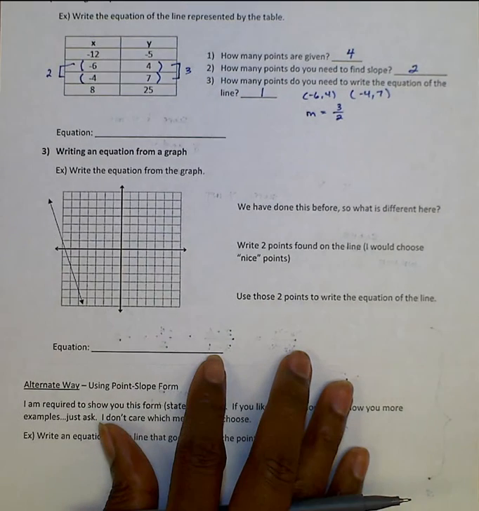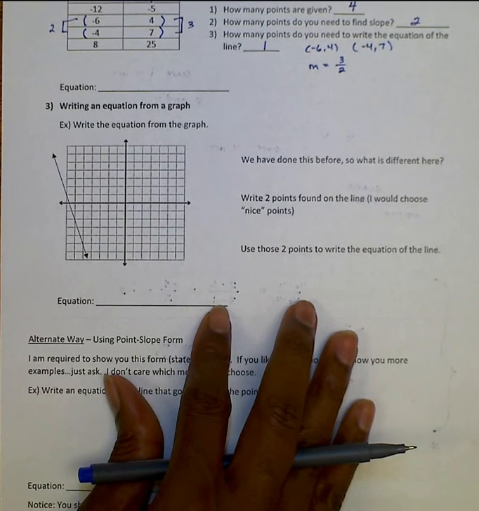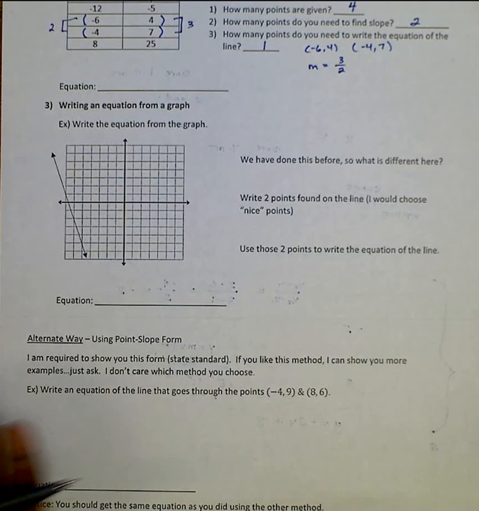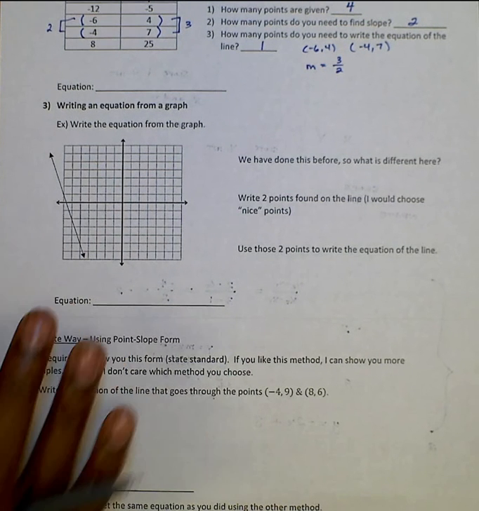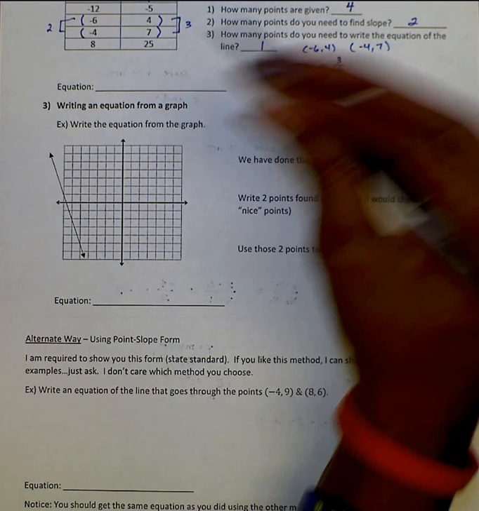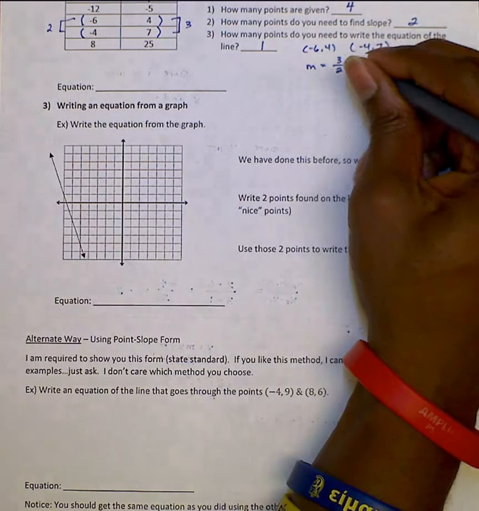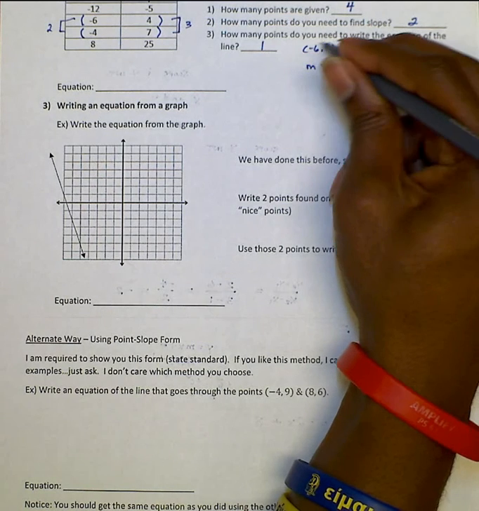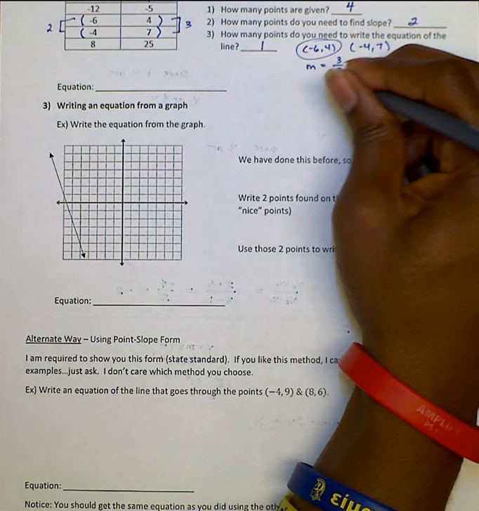Try not to move this around as much. Okay, so now I found my slope. Again, if you'd like to, you could do y2 minus y1 over x2 minus x1. You'll find it to be the same thing. And then I'm going to use one of these points. It doesn't really matter which point to use. I'm going to just choose this one. I'm going to plug it into my equation to find my y-intercept.